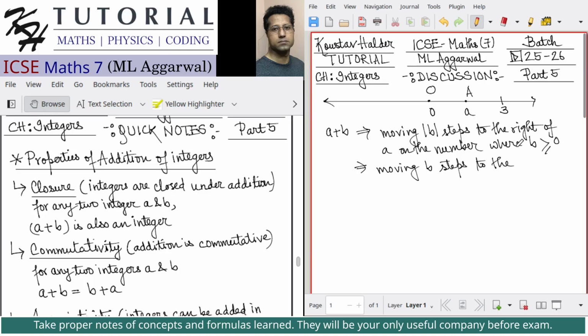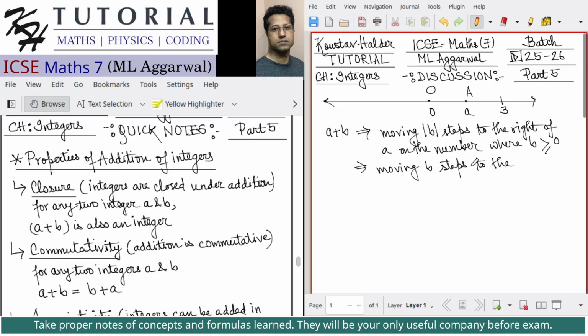Now if b is a negative integer, suppose we were doing a minus 6, then it basically means we are moving 6 steps. Now where is 6 coming from? 6 is nothing but the absolute value of minus 6. So we are moving 6 steps to the left of a.